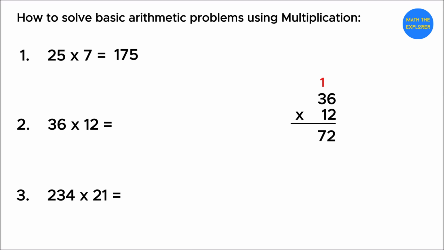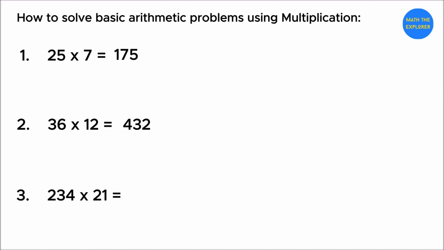Now move to the tens digit of 12, which is 1, actually 10, and place a 0 under the ones place to shift left. Multiply 1 by 6, so 1 times 6 is equal to 6, and then 1 by 3. So 1 times 3 is equal to 3, giving the second partial product, which is 360. Add the two partial products. 72 plus 360 is equal to 432. Therefore, the final answer to 36 times 12 is 432.